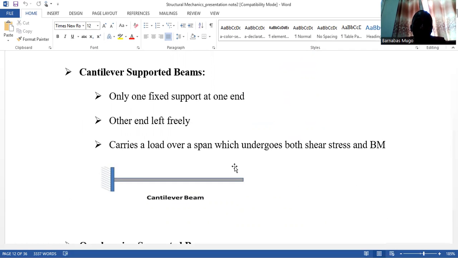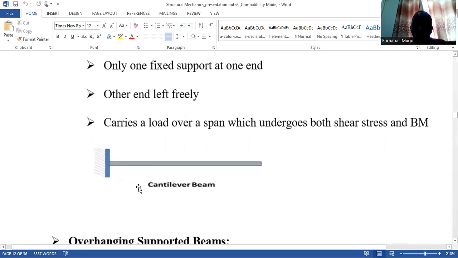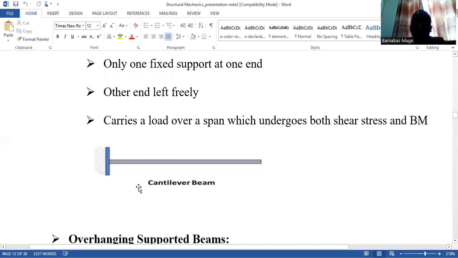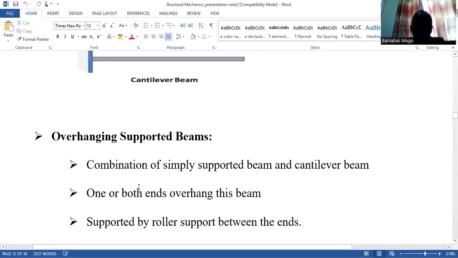Then we have another type of beam that is called a cantilever supported beam. When we are looking at the cantilever supported beam, one thing we need to know is that there is support at only one end. Only one fixed end supports the beam, and the other end, as you can see, is left hanging. So only the left hand side in this case is fixed. The rest of the section is left hanging. It carries a load over the span, which undergoes both shear stress and bending moments. So this is the kind of beam that I am talking about.